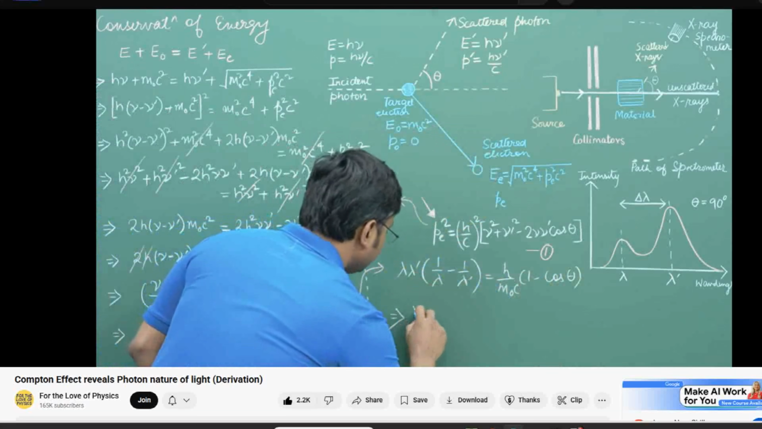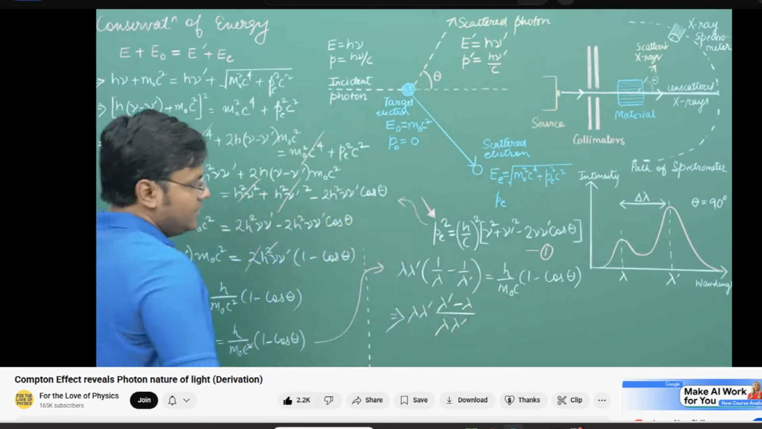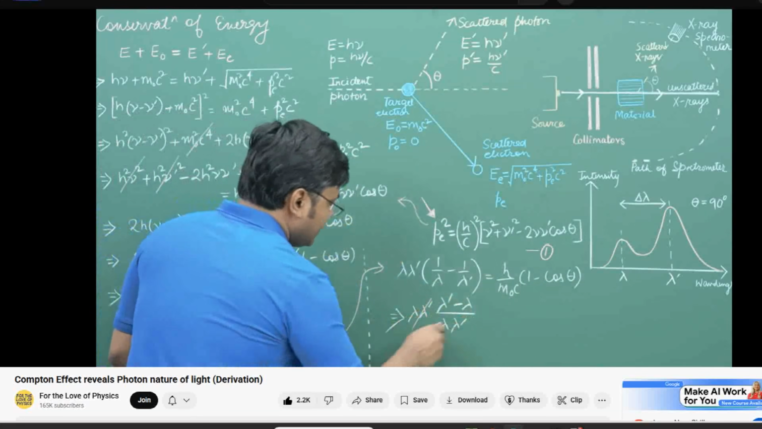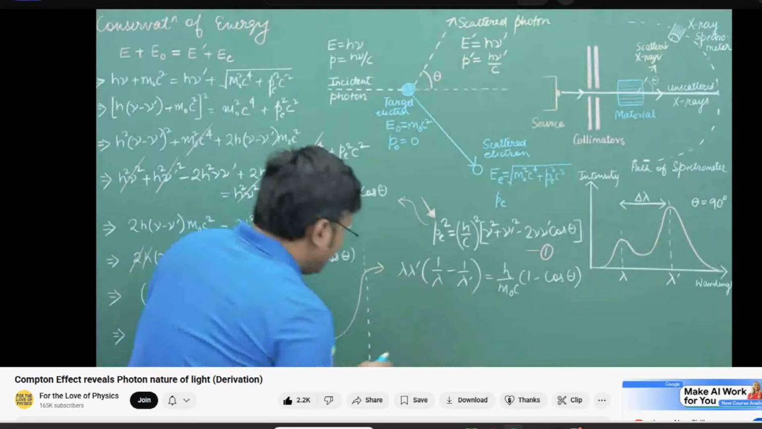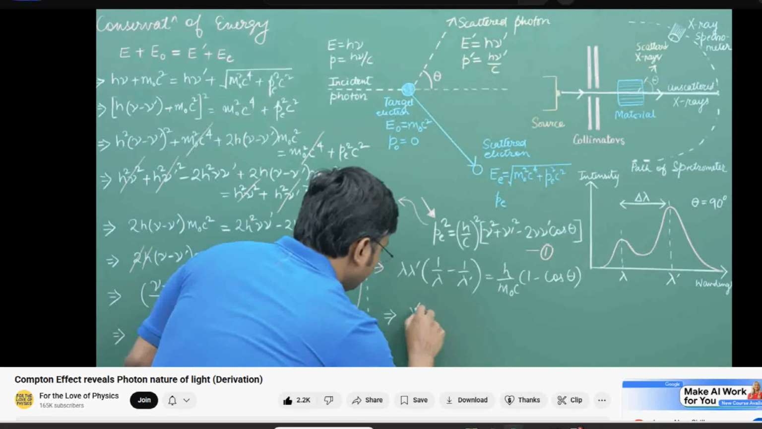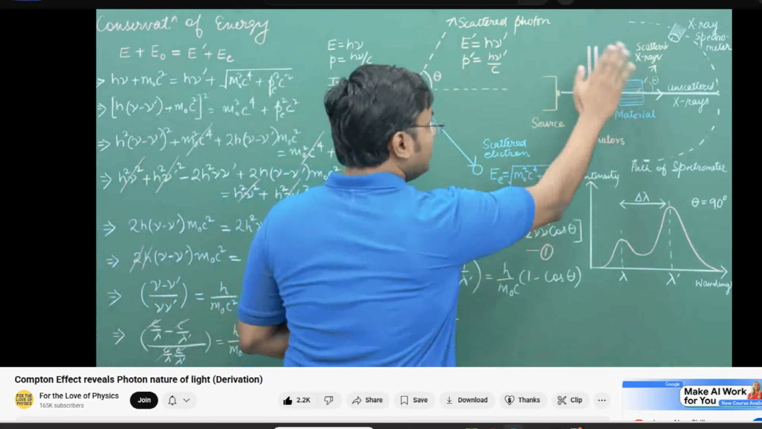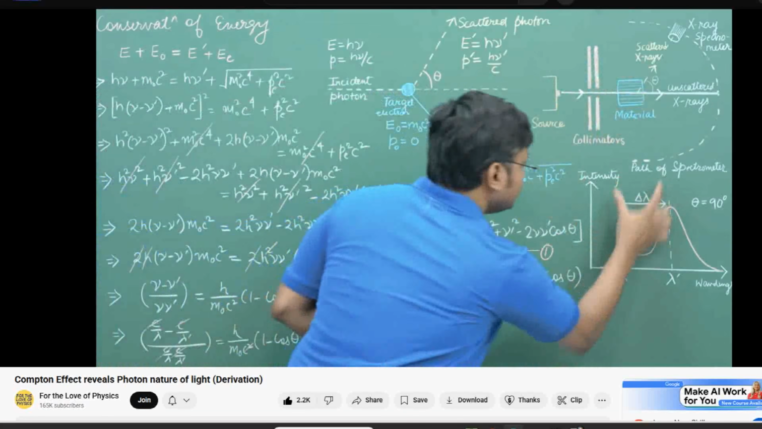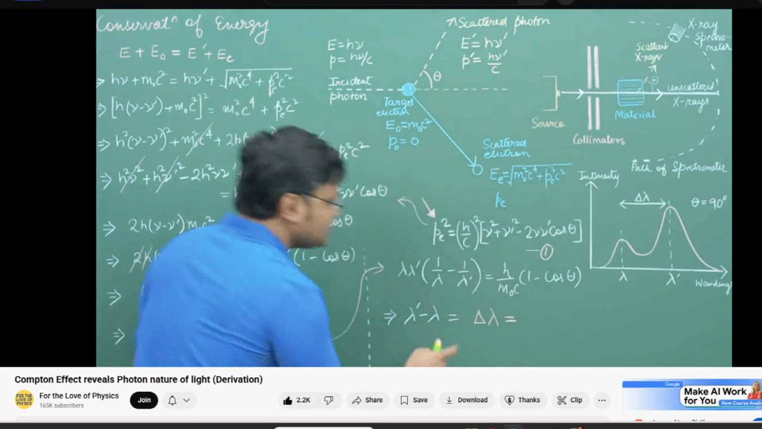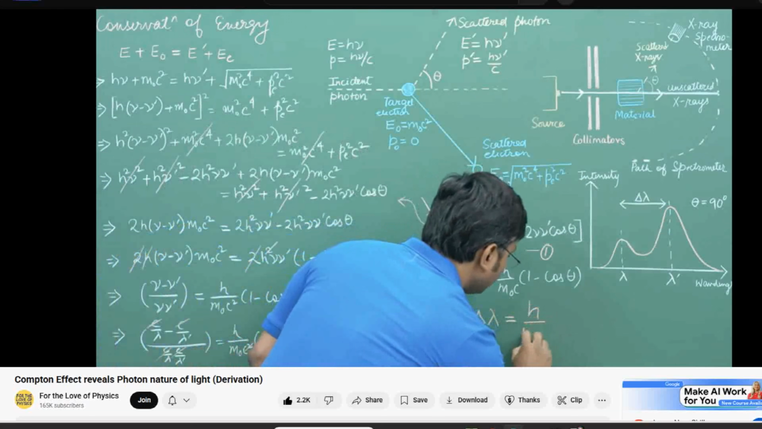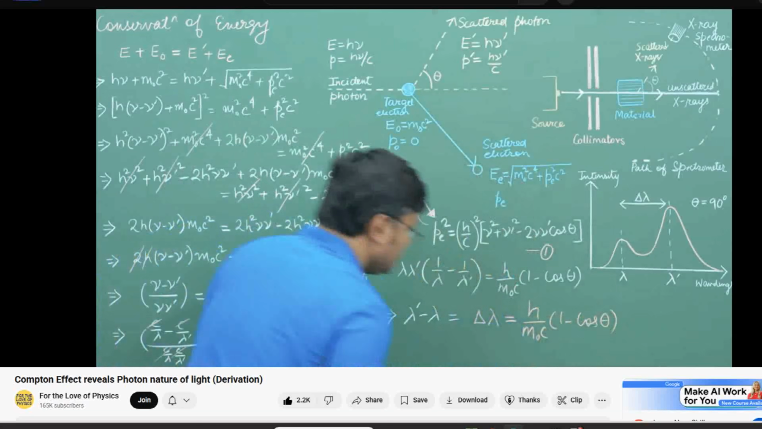Essentially what you'll get here is lambda lambda dash times lambda dash minus lambda, right? So lambda lambda dash will get cancelled out and we will be left with lambda dash minus lambda. So I can just write it straight away as lambda dash minus lambda, which is equal to what? Lambda dash minus lambda is the wavelength shift or the Compton shift, right? Which is just del lambda, okay? So del lambda is equal to how much? h upon m naught c times 1 minus cos theta.